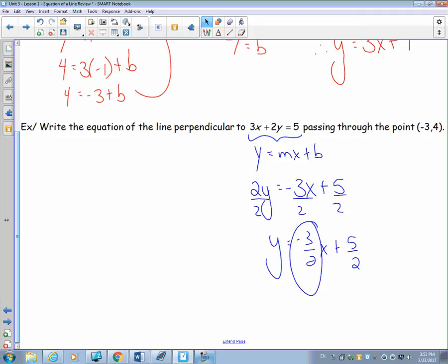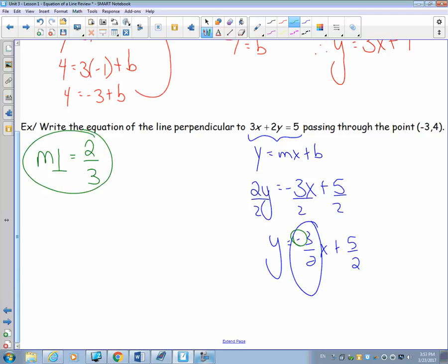But that's not the slope of our line. We want the perpendicular slope. So let's take the negative reciprocal, flip it over, and change the sign. This was negative, so the new one is a positive. Now what do we know? We know the slope is 2/3. We don't know b. We can find b, though, if we plug in a point. We know a point. 4 for y, and negative 3 for x.